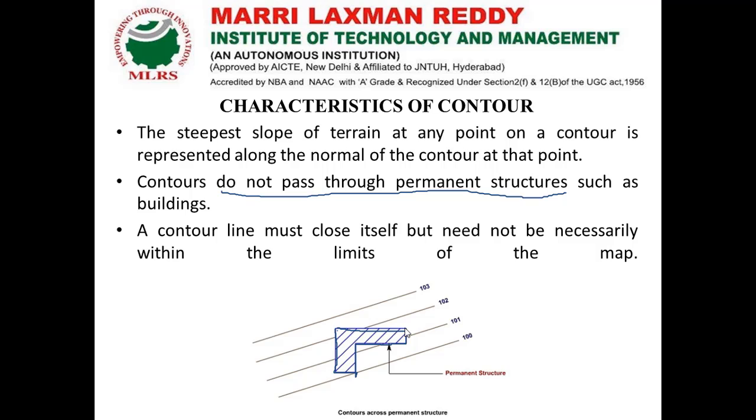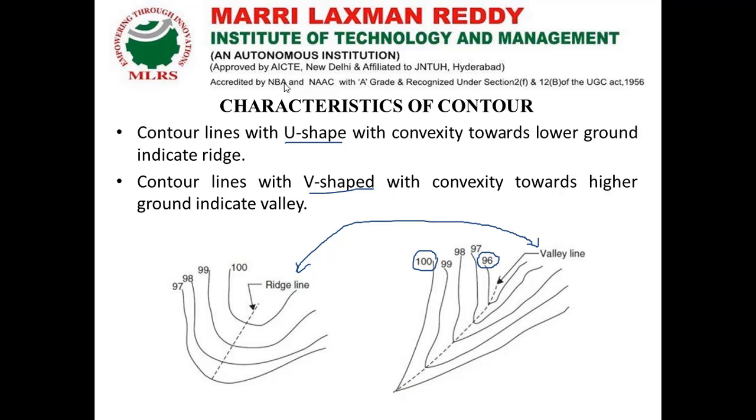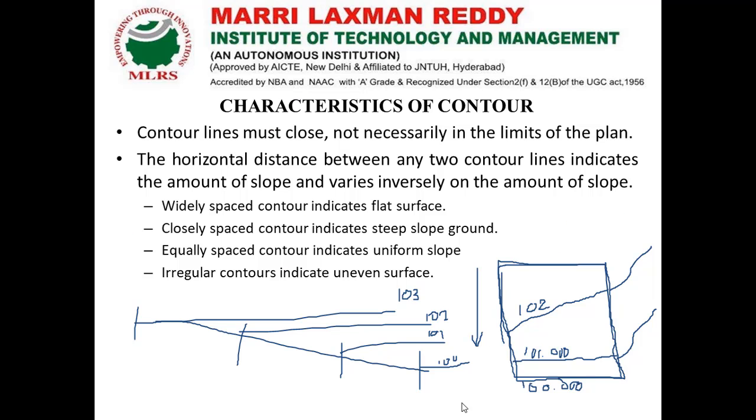And last point, the contour line must close itself but need not necessarily be within the limits of the map. This one we have already discussed, that it won't close within the plan itself. It may be somewhere along the neighborhood property. It might close or it may not close, depending upon our property line. So these are all some characteristics or individuality of the contour lines.